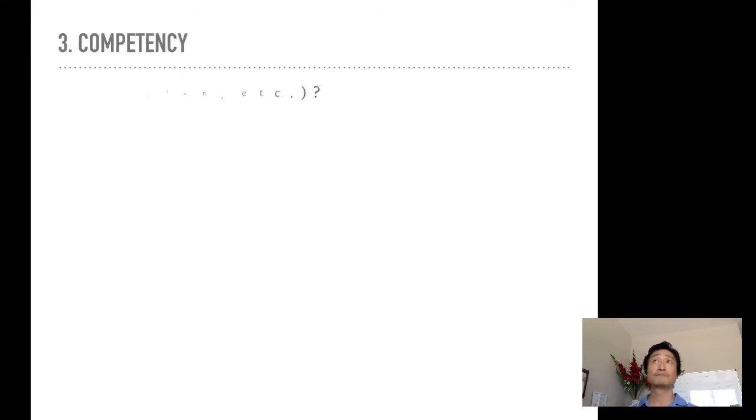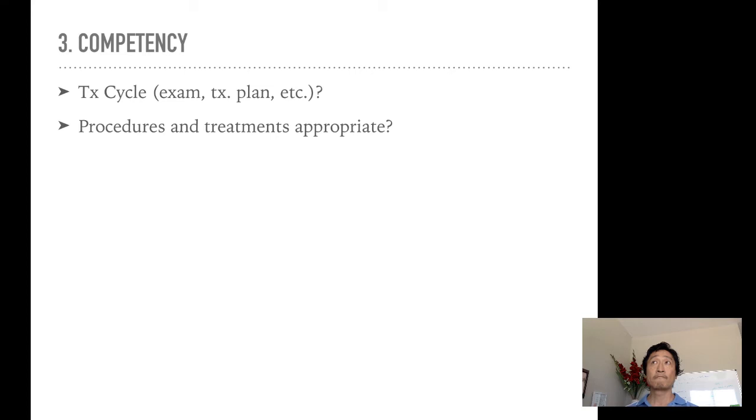Third is competency. Are patients being taken through the treatment cycle? The exam, the treatment plan, the progression, the re-evals, the discharge. Are they being taken through that appropriately? Are treatment procedures appropriate for the patient case, for the diagnosis and the patient profile?